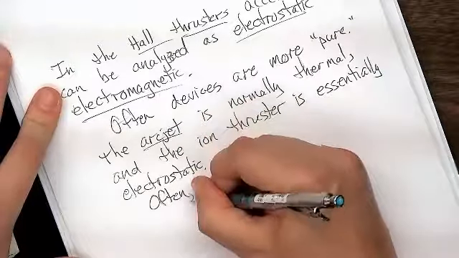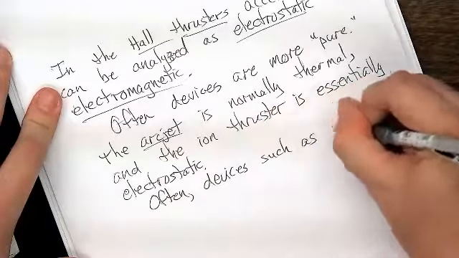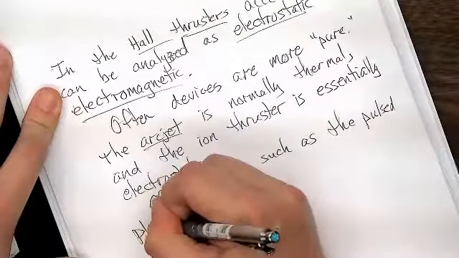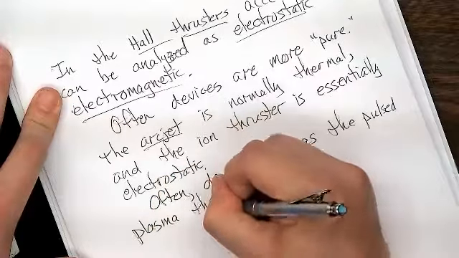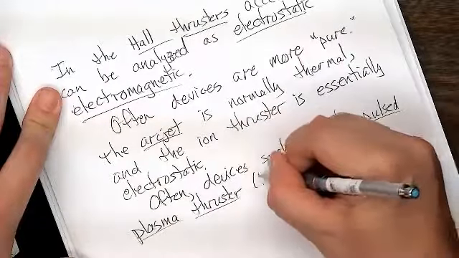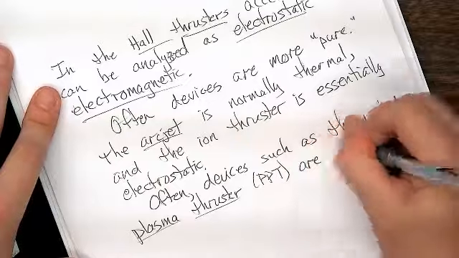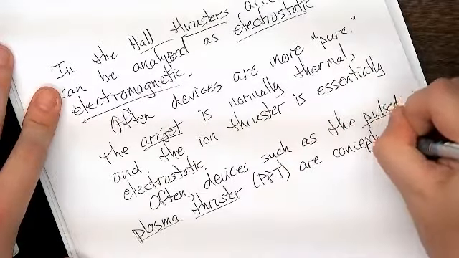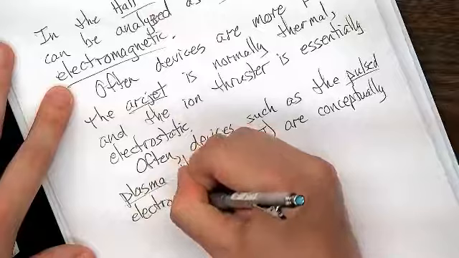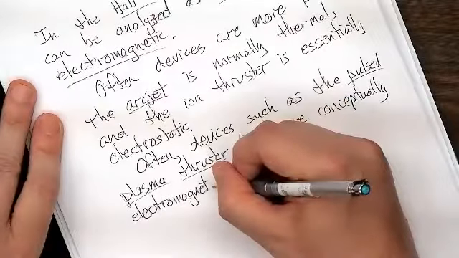Often, devices such as the pulse plasma thruster, referred to as a PPT, are conceptually electromagnetic. But in fact are more nearly electrothermal.